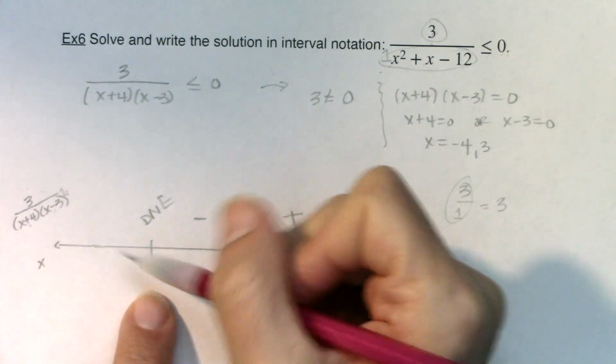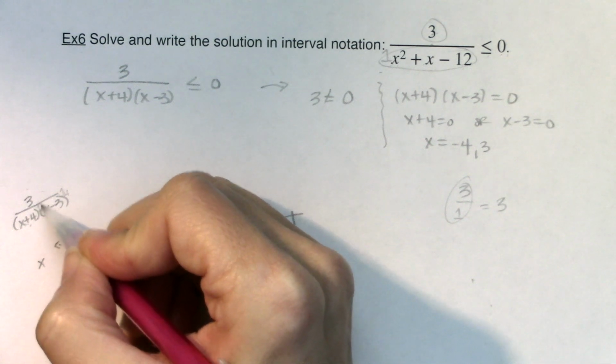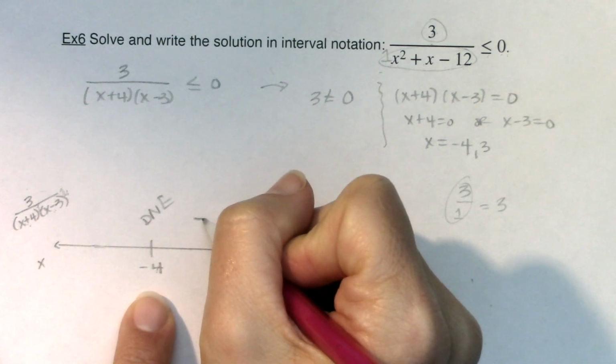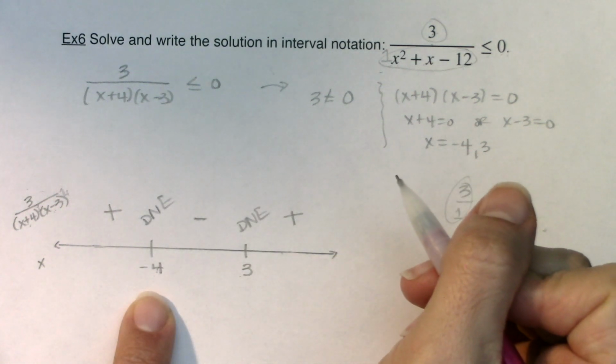Negative 4, right? This x value came from the factor x plus 4. It's technically raised to the first power. That is an odd number, so it's going to alternate again. I'm going to alternate from negative to positive, okay?